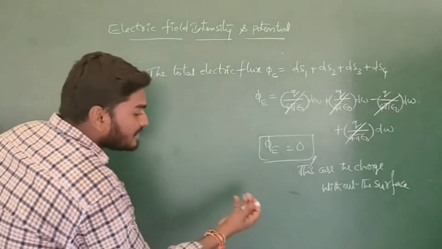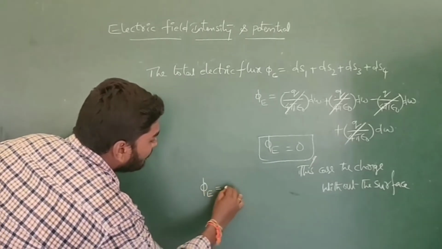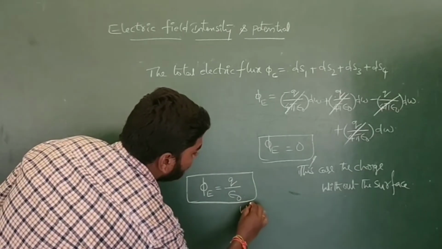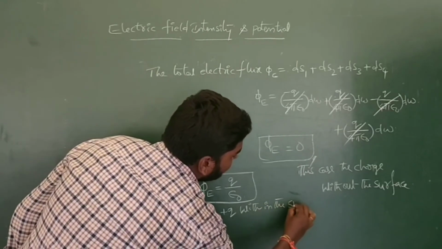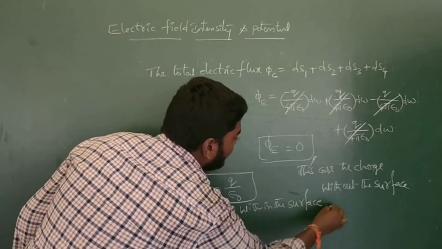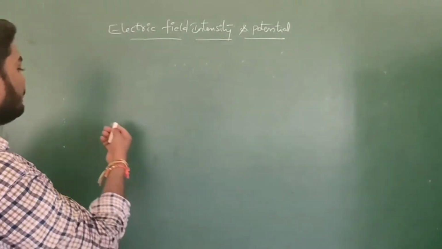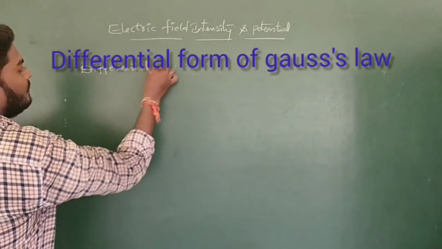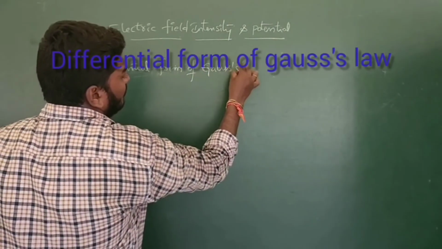Now, what about within the surface? For a charge plus q within the surface, the electric flux φ equals q by epsilon naught. This is Gauss law, as proved. Now, the differential form of Gauss law.